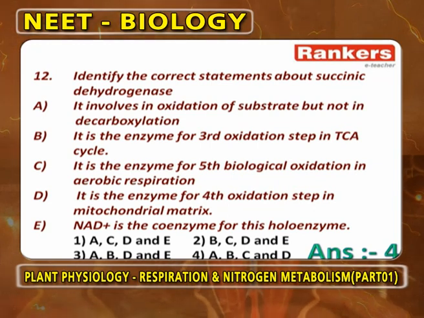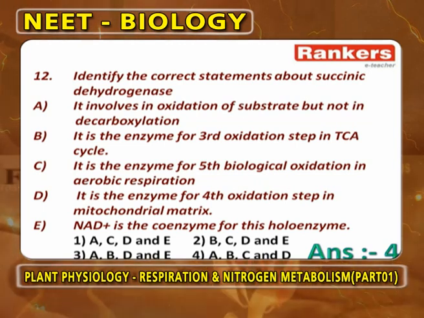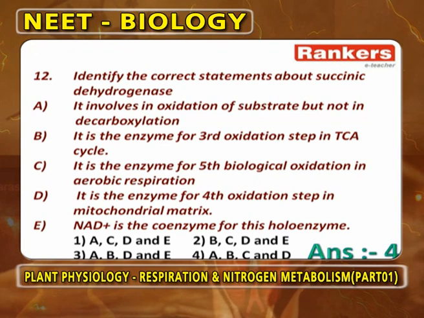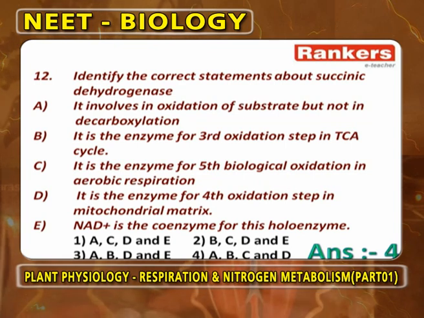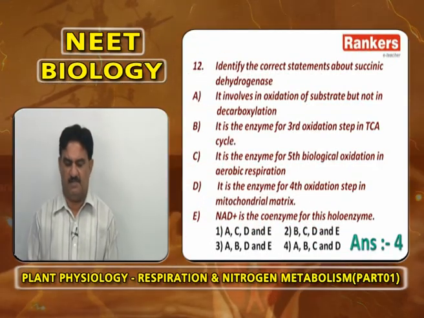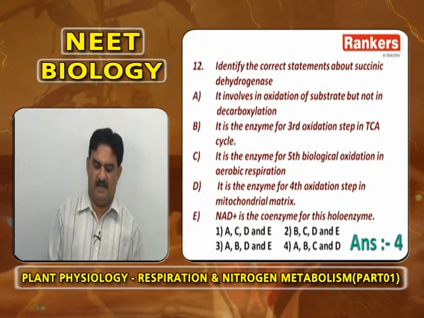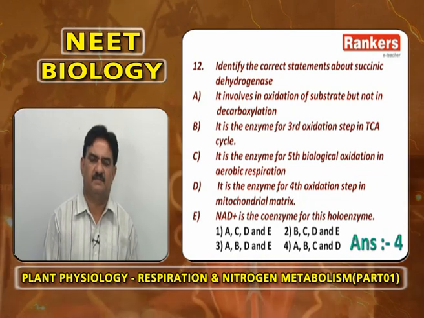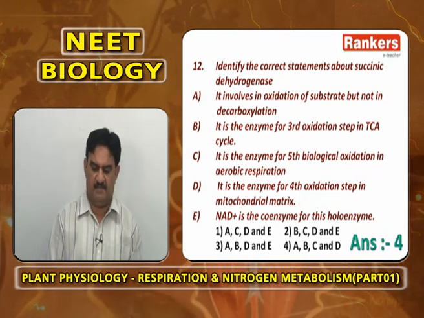Identify the correct statement about succinic dehydrogenase. It is involved in the oxidation of the substrate but not in decarboxylation. Correct. It is the enzyme of the third oxidation step in the TCA cycle. Correct, because when succinic acid is converted into fumaric acid, this is involved. It is the enzyme of the fifth biological oxidation in total aerobic respiration. Correct. It is the enzyme of the fourth oxidation step in the mitochondrial matrix. Correct. And NAD plus is the coenzyme for this holoenzyme is wrong. It is FAD. So, the answer is A, B, C, D.